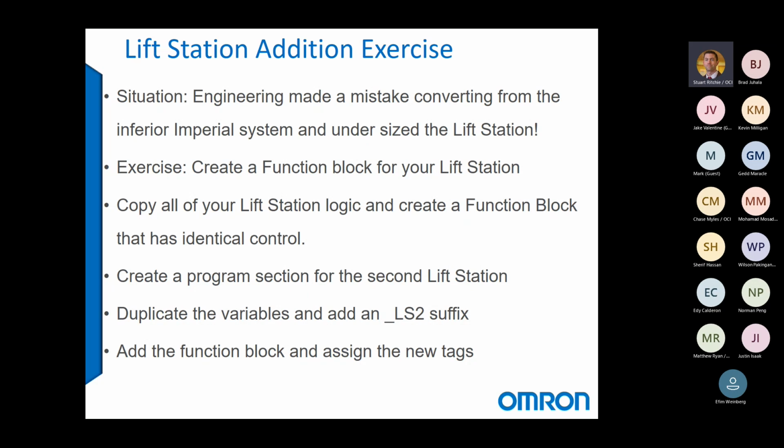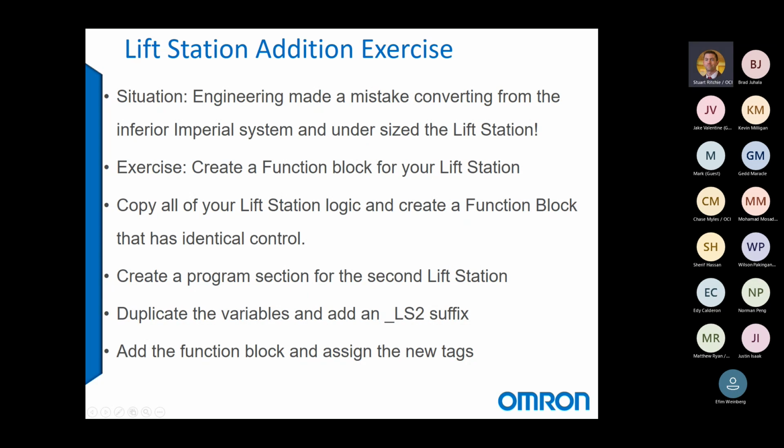So we'll create another program for our second lift station, and we're going to duplicate all our tags, and we're going to add an underscore ls2 suffix to them, lift station 2 suffix. And then we are going to add the function block to our program and assign all of our new tags with the new suffix. So I don't expect you guys to know how to do all of this. I'm going to be playing along with you here.